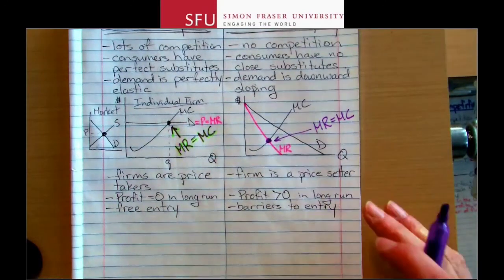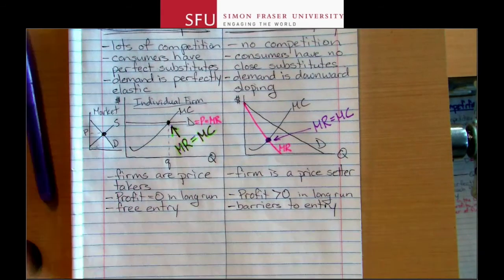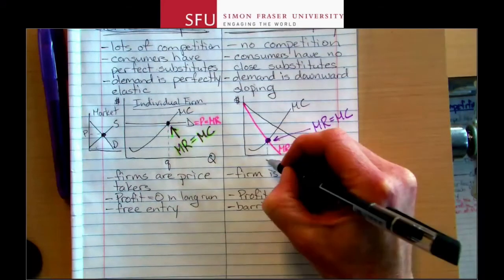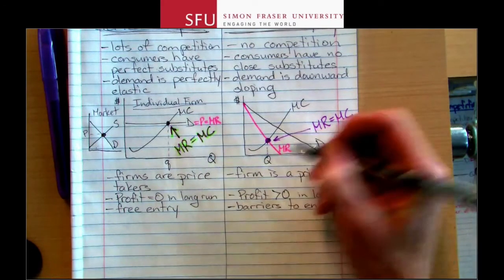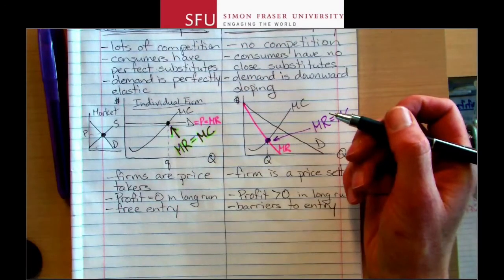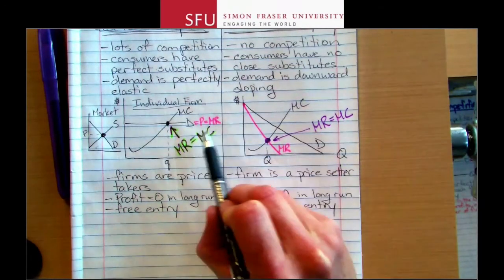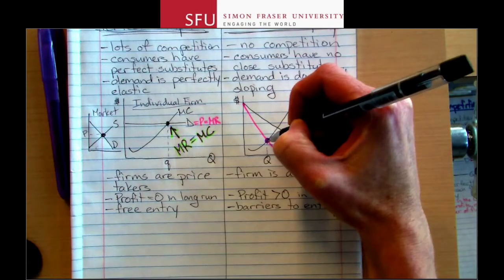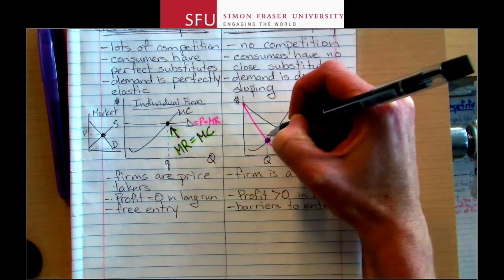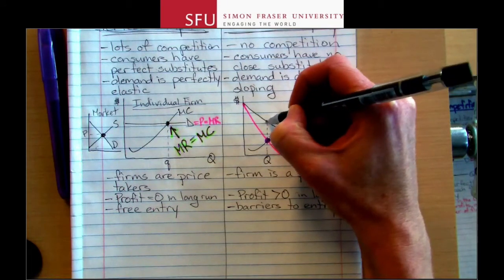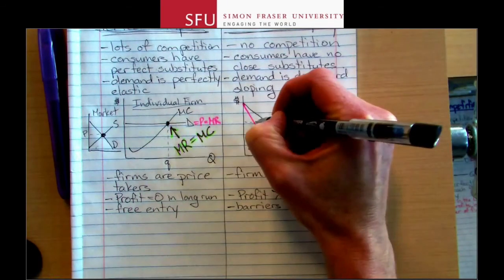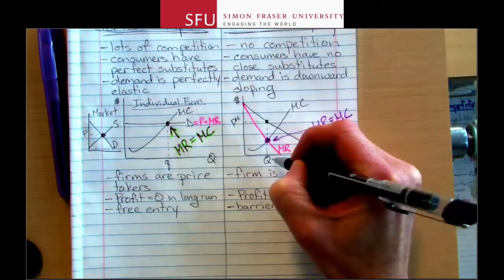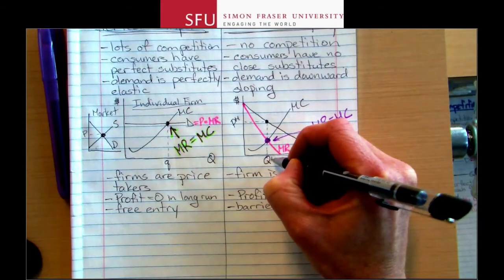So both of them are choosing the quantity where MR equals MC. Now, for perfect competition, that is also where the price is. But for a monopolist, that's not the price. They will charge the price that the consumers are willing to pay. So going up to the demand curve here, that tells us the price consumers are willing to pay. So we called that PM, M for monopolist, and this is QM, M for monopolist.